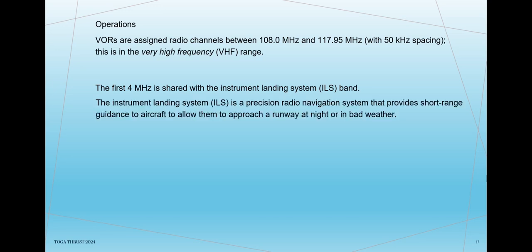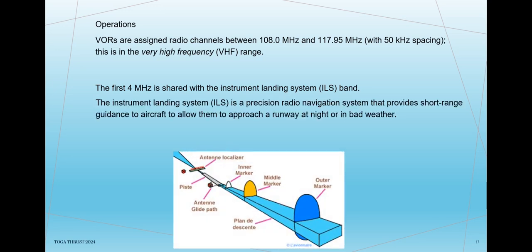The Instrument Landing System, ILS, is a precision radio navigation system that provides short-range guidance to aircraft, to allow them to approach a runway at night or in bad weather. In its original form, it allows an aircraft to approach until it is 200 feet, 61 meters, over the ground.